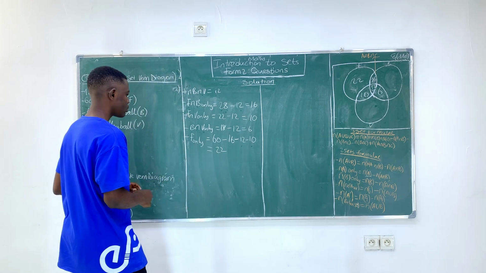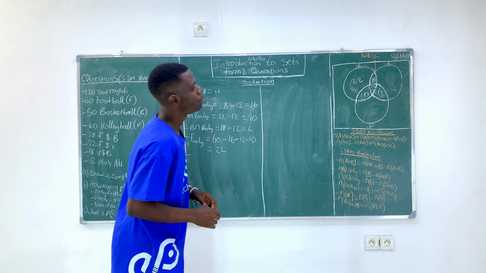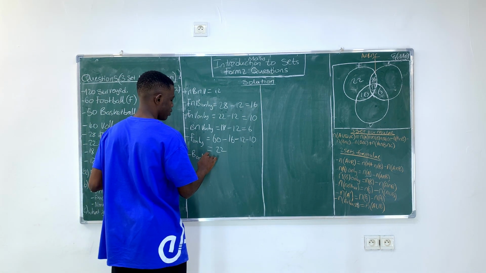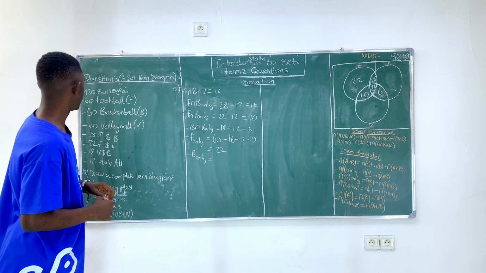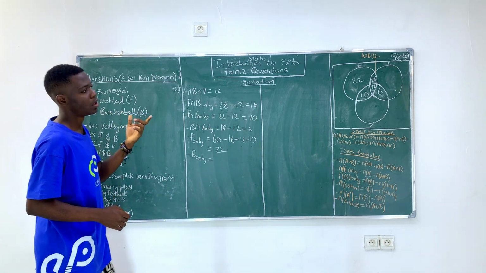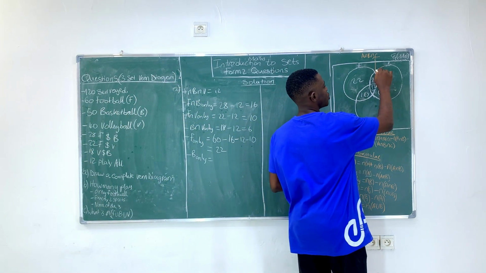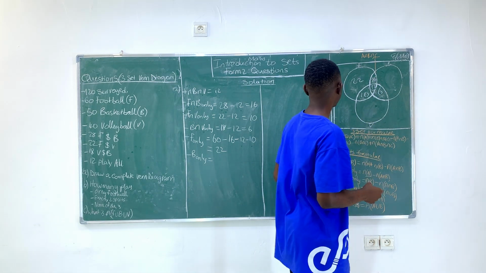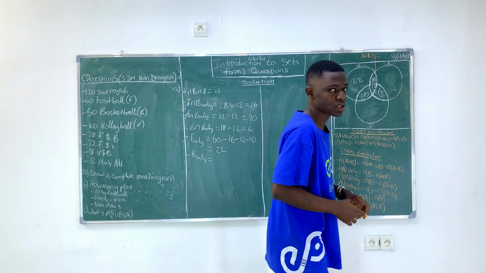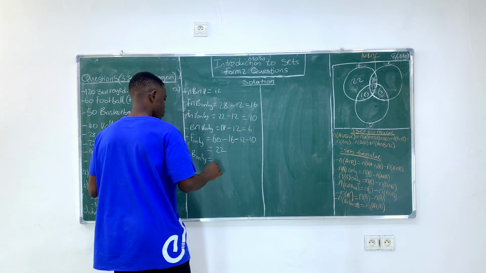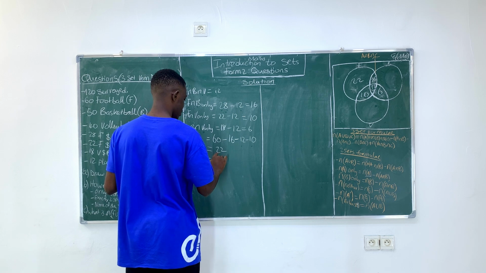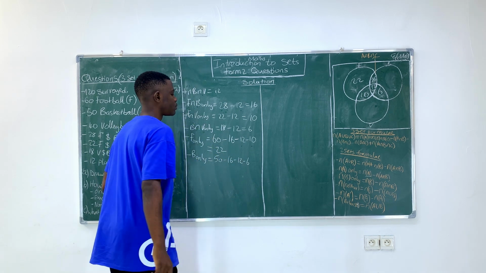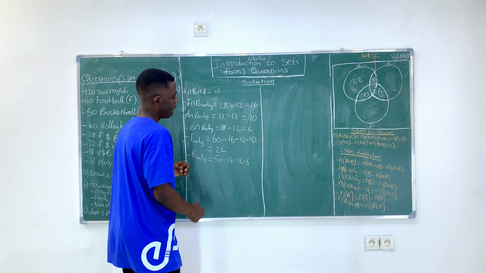So we do the set for B, or B only. What is B only? It is the total B minus the sum of all of the intersections which comprise B. So in this case, it is the total B minus 16, minus 12, minus 6. So this is how I'm going to write it. The total B is 50 minus 16 minus 12 minus 6.